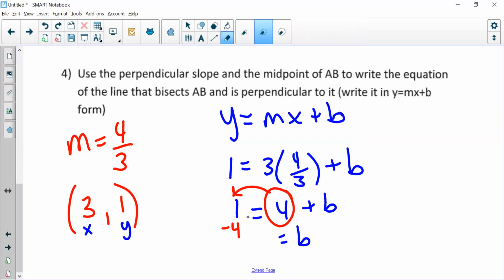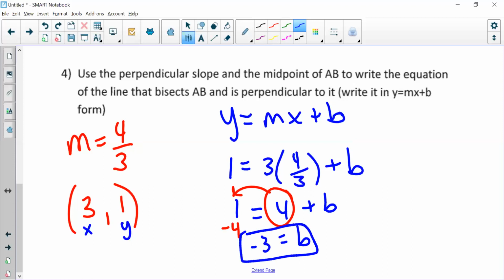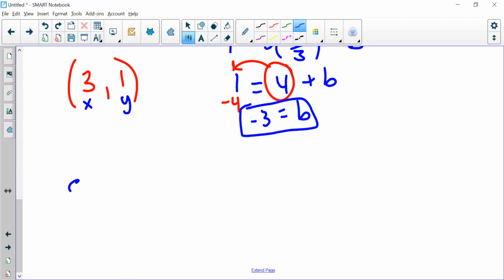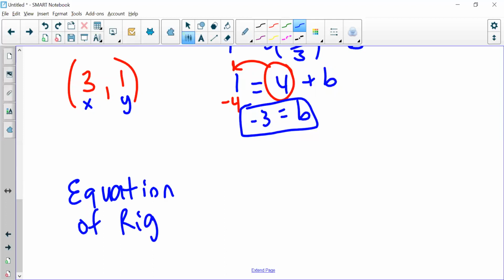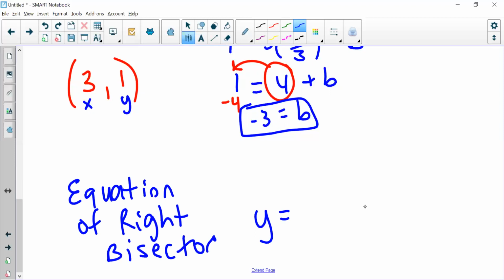So what's my equation for the right bisector? y = 4/3x - 3. Thank you, Vita. y = 4/3x - 3.